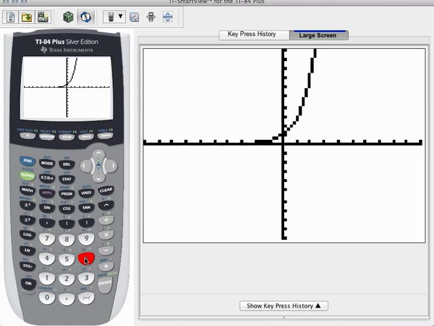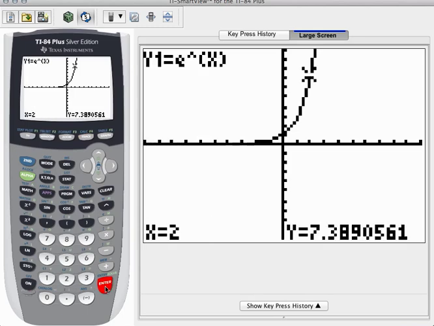So in order to discover what the derivative of e to the x is, we're going to take note of a couple different function values at various x values, and then we're going to use the calculator's built-in functions to calculate the derivative at those same x values. So let's start with determining the function value when x equals 2. When x equals 2, the function value is approximately 7.389.